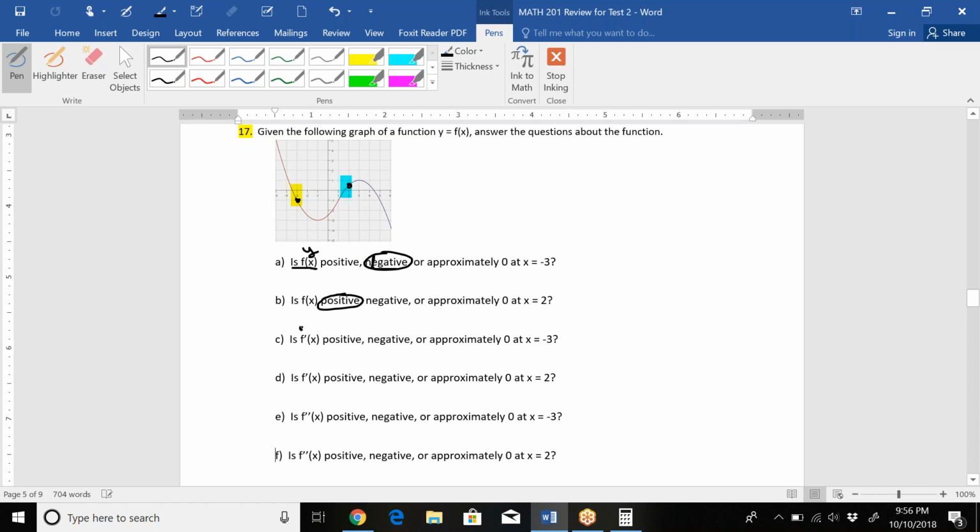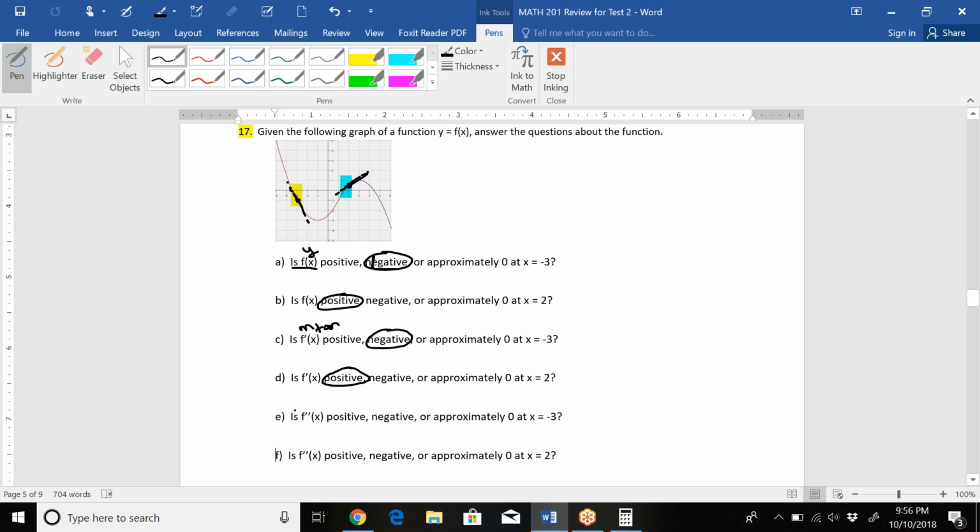f prime of x tells me about the slope of the tangent. At this yellow point, the slope of our tangent is going downhill, so that means it is a negative slope at x equals -3. At this point, the slope of my tangent is going uphill from left to right, so that means I've got a positive slope at that point.